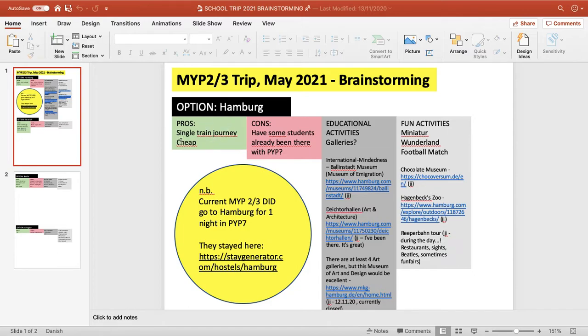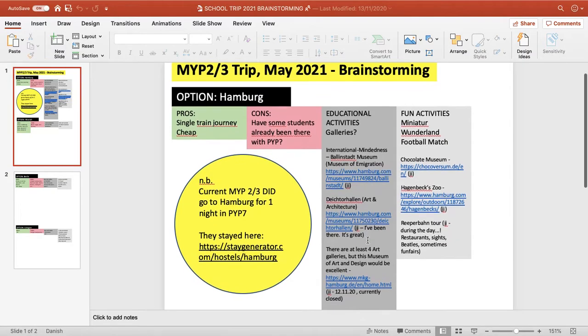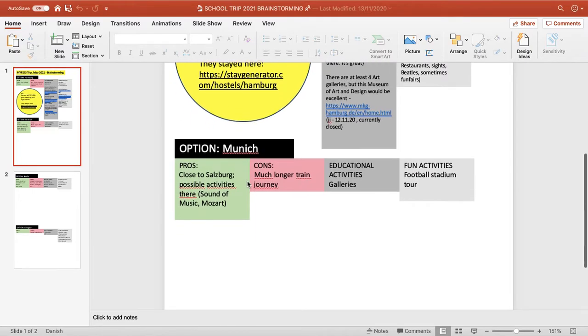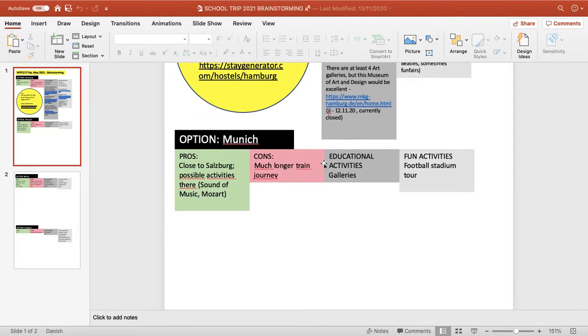So for Hamburg, the pros were a single train journey. It was cheap. Cons, some people had already been there. Educational activities, various galleries and so on, and various potential fun activities. Munich, pros, cons, education, fun.